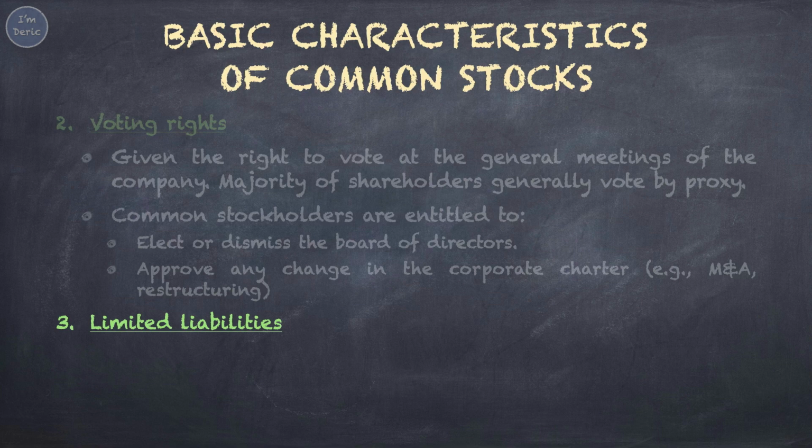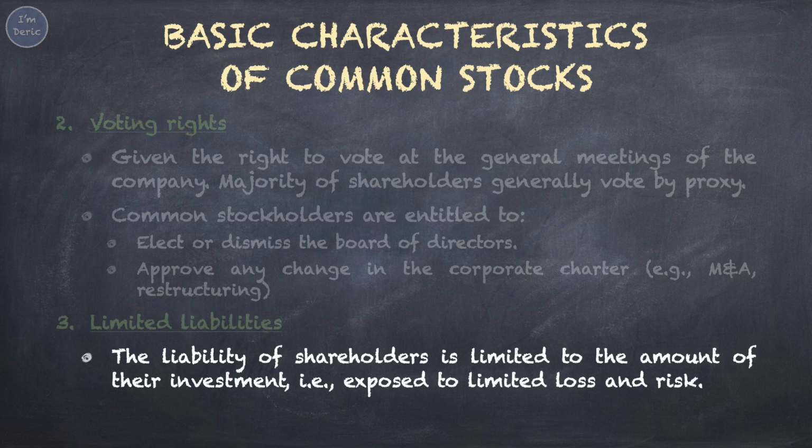Third, limited liabilities. The liability of shareholders is limited to the amount of their investment, so common stockholders are exposed to limited loss and risk. The limited liability feature is one of the biggest advantages of investing in public listed companies. While you as a shareholder can participate wholly in the growth of a company, your liability is limited to the amount of money you have invested in the company. So your personal assets are protected from being used to pay off any debts the company may have.